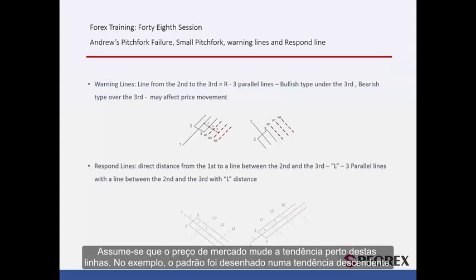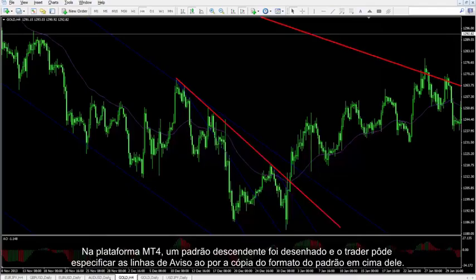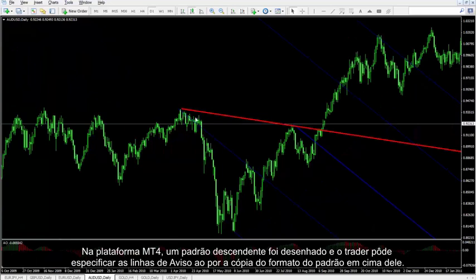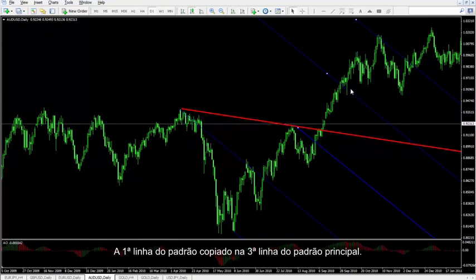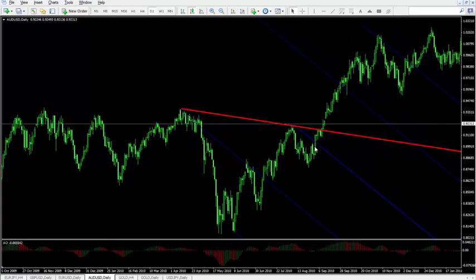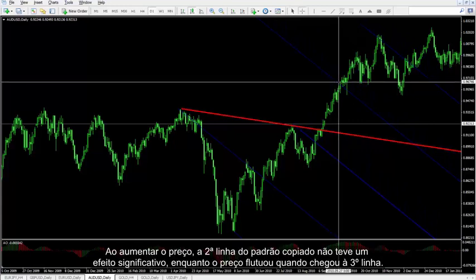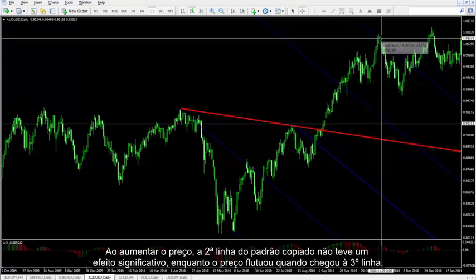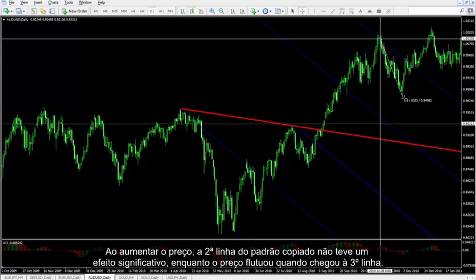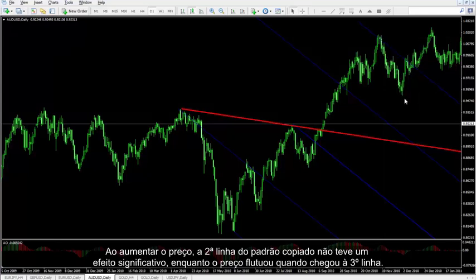In an example, a pattern was drawn on a downtrend. In the MetaTrader 4 platform, a downward pattern was drawn and a trader could specify warning lines by placing the copy format of the pattern over it. The first line of the copy pattern on the third line of the main pattern. As the price increased, the second line of the copy pattern did not have a significant effect, while the price fluctuated as it reached the third line.